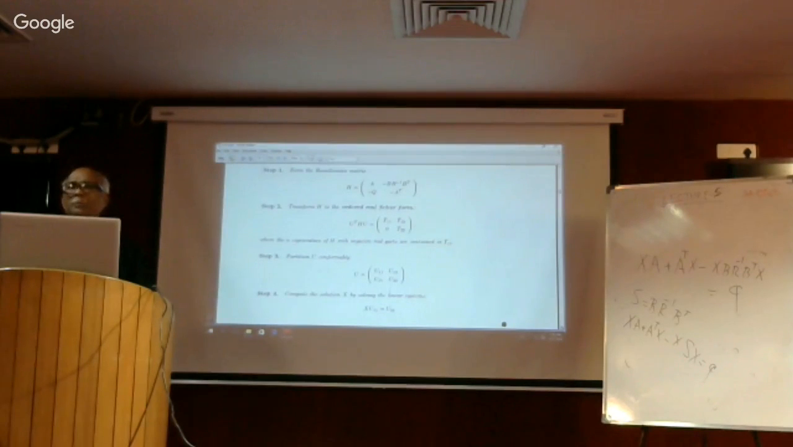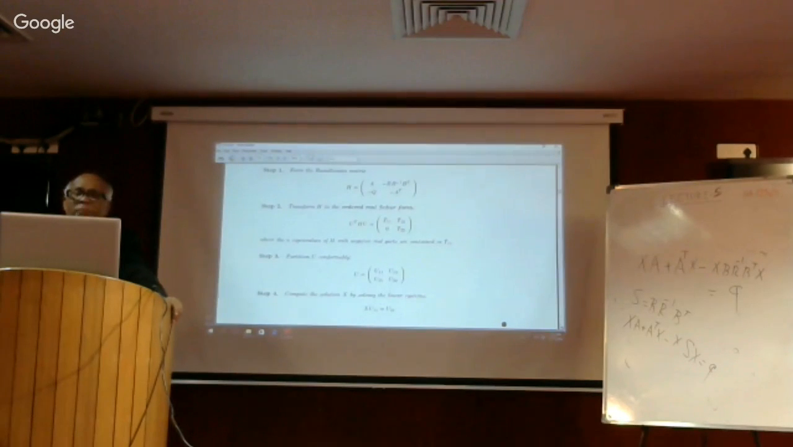But we have to have the real Schur form ordered in such a way that the first diagonal block will contain only the eigenvalues with negative real parts, the stable eigenvalues. Okay. So actually there are 2n eigenvalues here, because H is of order 2n, right? So n eigenvalues have positive real parts and n have negative real parts. So the negative real part eigenvalues will appear in the block T11.